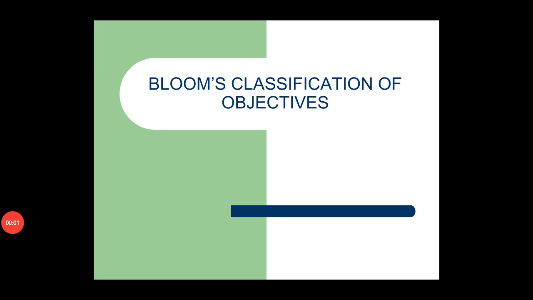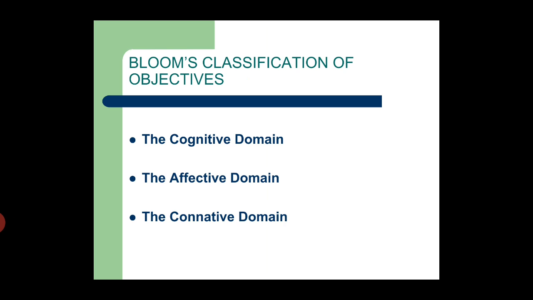Today we shall study about Bloom's classification of objectives. This classification was given by Bloom, so this is very helpful. Bloom classified objectives into three domains: the cognitive domain, the affective domain, and the psychomotor domain. So we will see them in detail one by one.